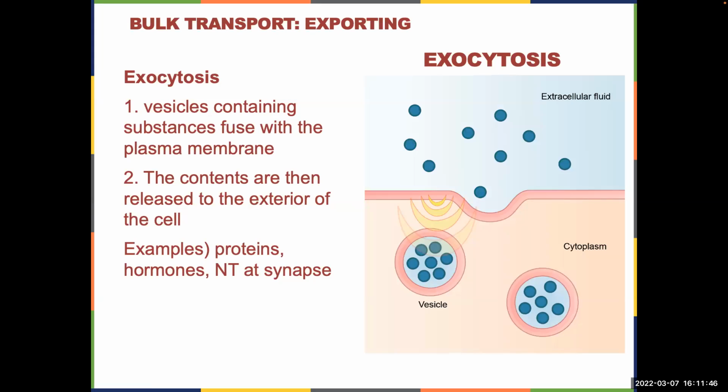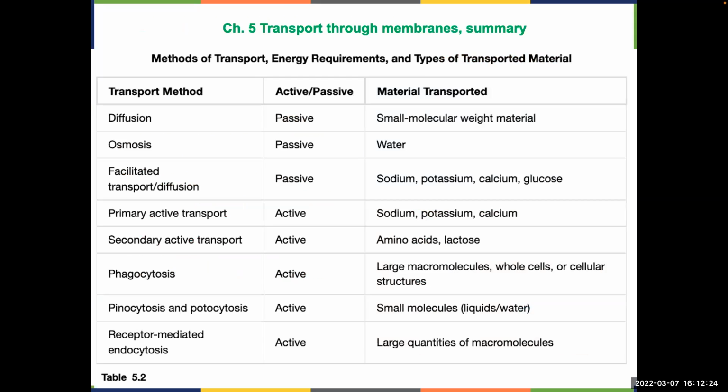And then lastly, and then we're done, exocytosis. Exocytosis is when the cell has stuff it wants to get rid of, and then it makes a vesicle, and that vesicle will then fuse with the membrane, and that will release the substances. So we do this with proteins. We saw when we looked at the Golgi apparatus, for example, proteins, hormones. When you think about neurotransmitter that's happening at synapses, this exact process, okay?